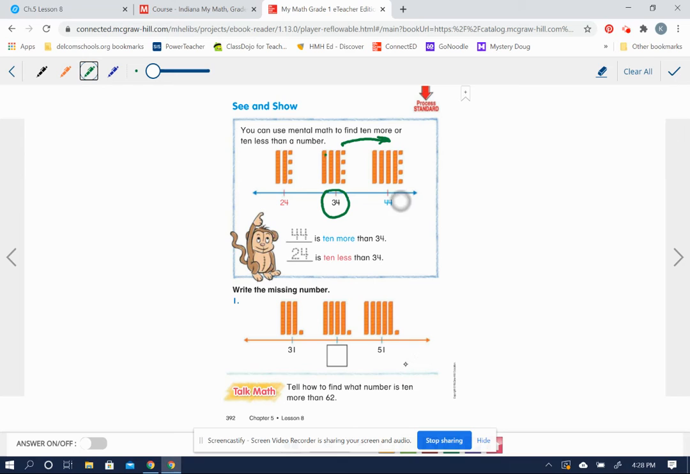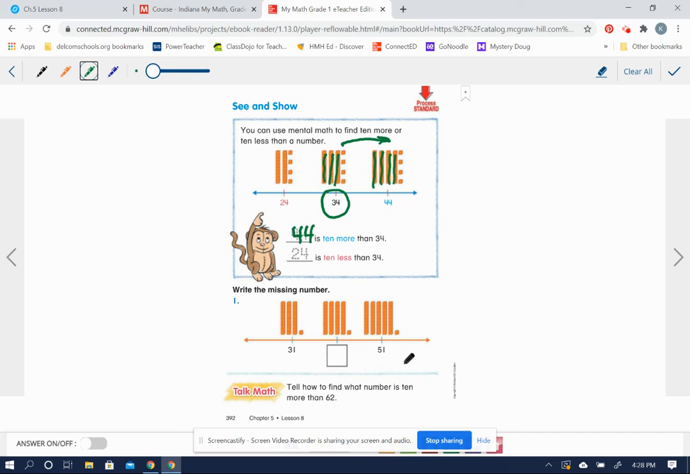So if we had 1, 2, 3 tens in 34, and we add a 10, now we have 4 tens. We had 3, we add 1 more, that's 4 tens. And then, as I said, the ones doesn't change. So 44 is 10 more than 34.